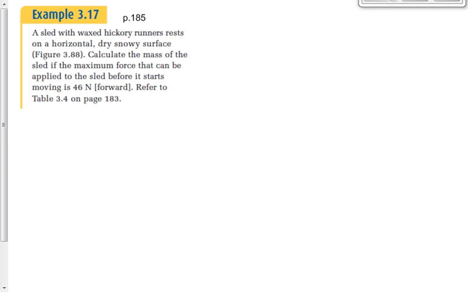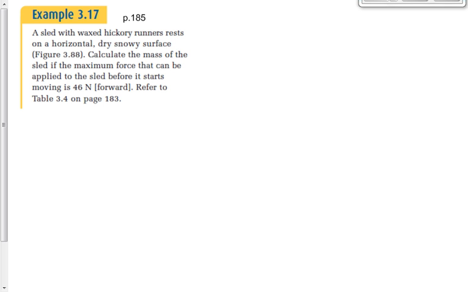Here's a question. And we're going to need those numbers to answer this question, but we just don't need to memorize those numbers. Question 17 on page 185: A sled with waxed hickory runners rests on a horizontal, dry, snowy surface. Calculate the mass of the sled if the maximum force that can be applied to the sled before it starts moving is 46 newtons forward. What do we have given to us here in this question? Forget about the table for a second. What's given to us right in front of you right now? Yep, the maximum force of static friction.